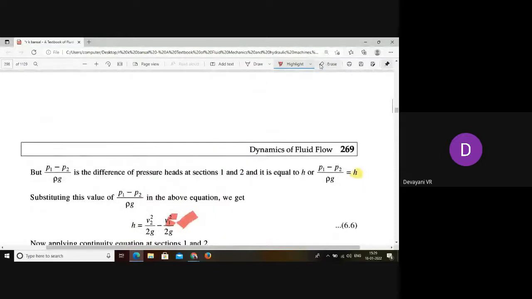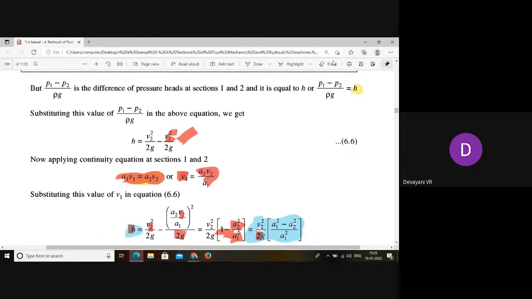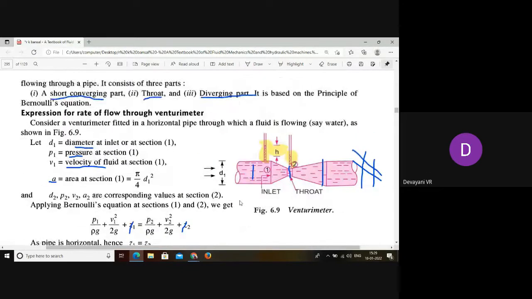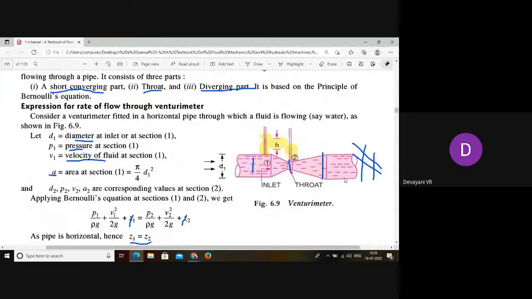So what we did is simply we have taken a venturimeter. In that venturimeter, we have inserted two piezometers, one at section 1, that is at the inlet convergent part, and another one in the middle, that is at the throat.